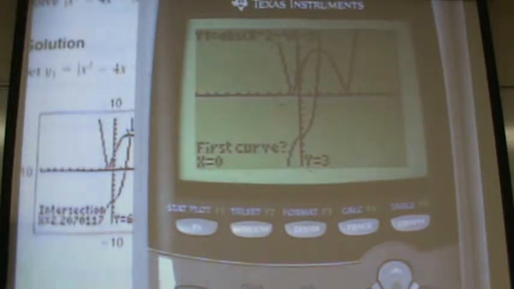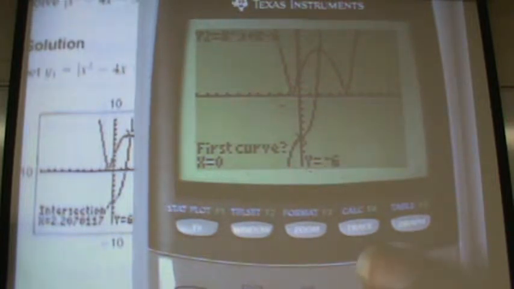Does somebody want this? Because I can use the Inspire. I'm just going to use Inspire now. Okay. Somebody want this? Does anyone want that?